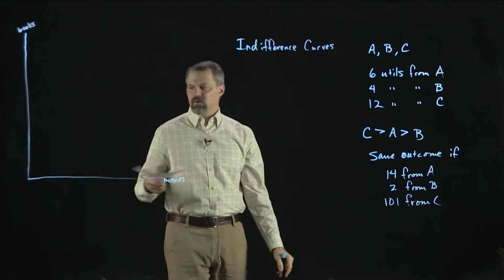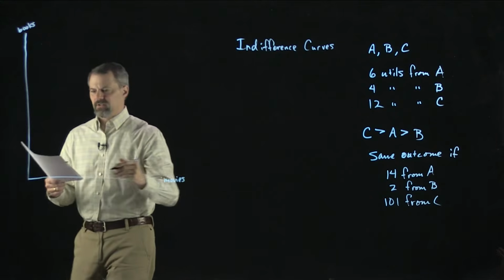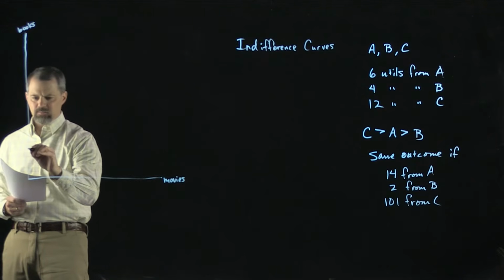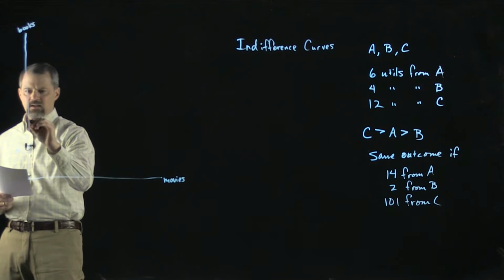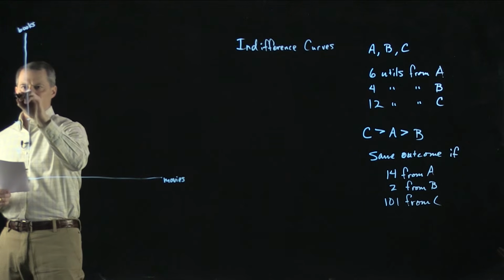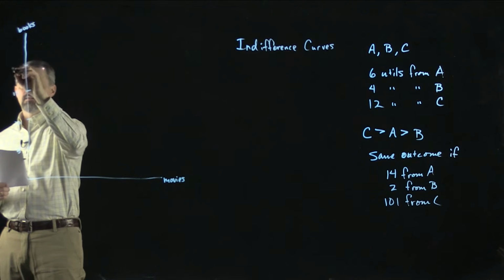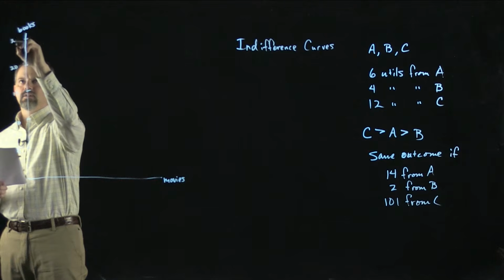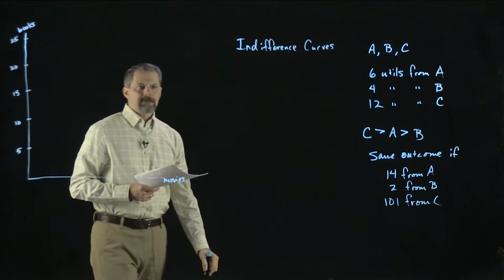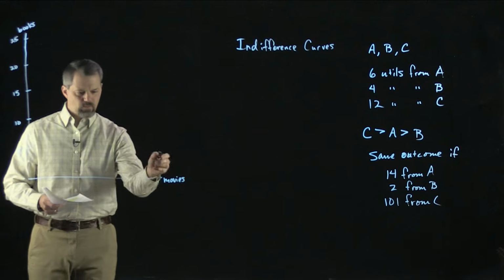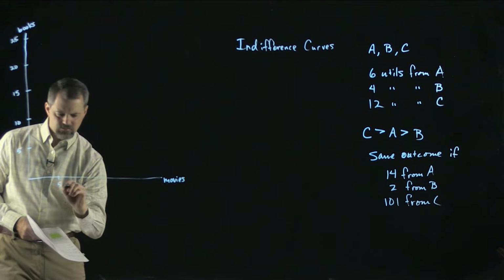And I'm going to number my axes so that we can actually think about some particular points on here. I'm going to have 5 and 10, 15, 20, 25. And let's do the same thing with our horizontal axis.